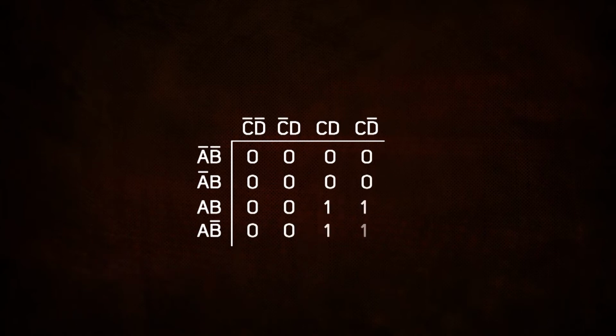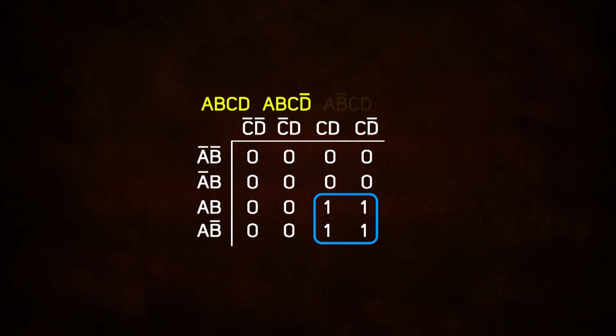What if we group 4 ones? A group of 4 ones is called a quad and it eliminates 2 variables and their complements. For example, in the Kmap given here containing 4 terms A, B, C, D, A, B, C, D complement, A, B complement, C, D and A, B complement, C, D complement. Which are the variables that remain in a single form? Let's take one variable at a time.